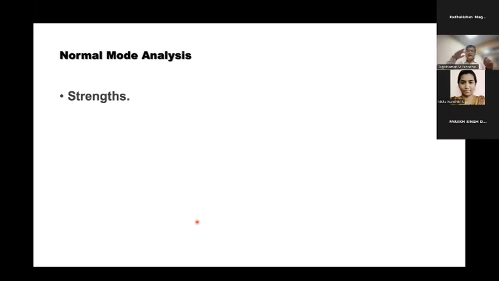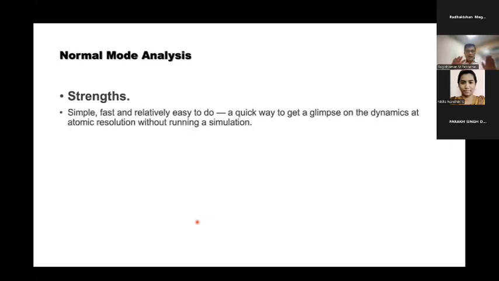Now, depending on the amplitude of the wave, you have either slow frequency waves, or if that person is moving very fast, then you have high frequency waves. So, a combination of all of that is a normal mode analysis. It's a very simple method, very fast, very easy, a very quick way to get a glimpse of the dynamics without running a full simulation.